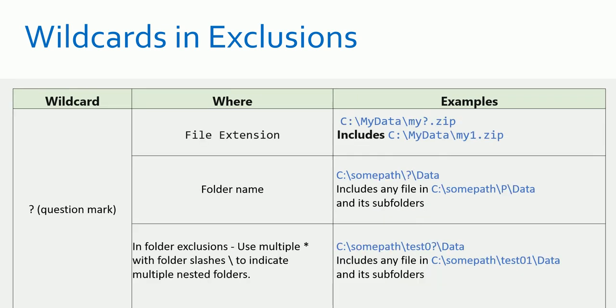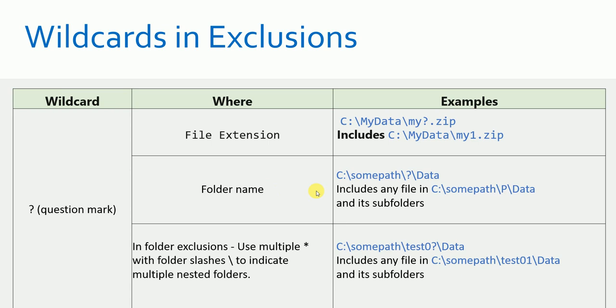Now let's go to the other wildcard exclusion, that is the question mark. If we are adding the question mark in our exclusion, how can we use that? In the file extension, how can we use it? C colon my data slash my question mark dot zip. If you have any file name starting with my and ending with dot zip, it will exclude all those files, but they should be under the my data folder.